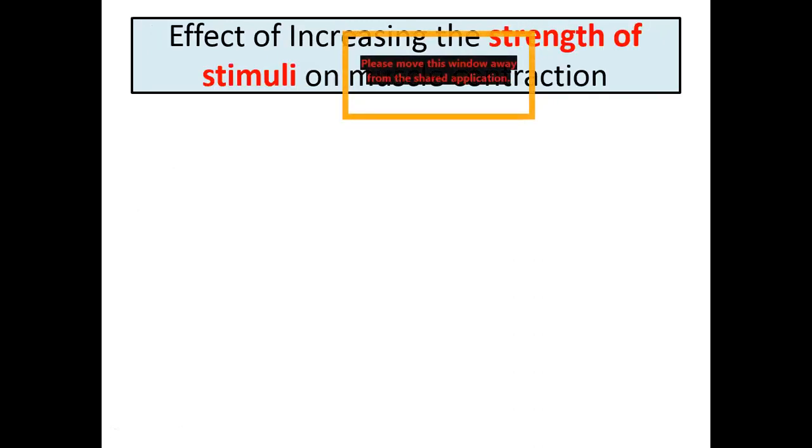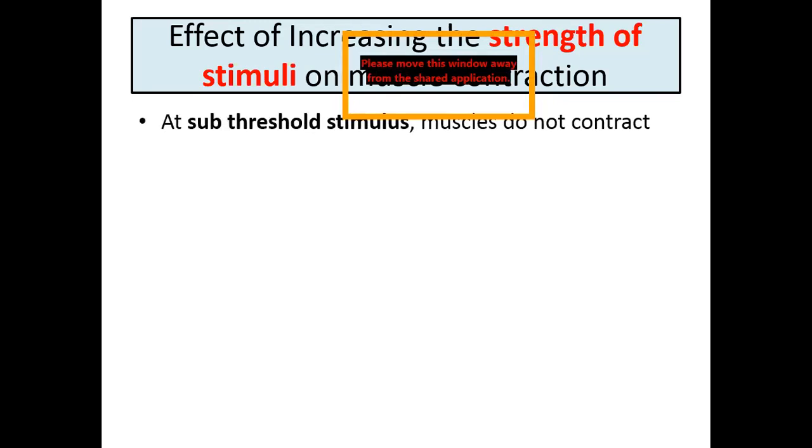Coming to the strength of the stimulus, what is the effect of increasing the strength of the stimulus on muscle contraction? A few things to remember here: a single muscle fiber obeys the all or none law, but the whole muscle does not obey the all or none law. If you apply a subthreshold stimulus, the muscle will not contract.